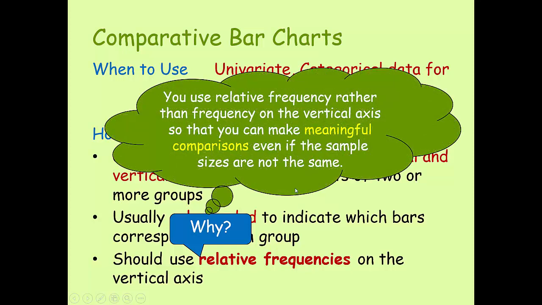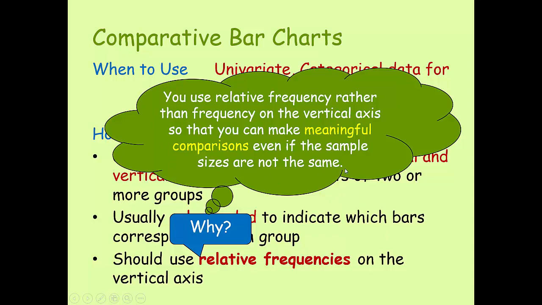Well, in this case, to be able to make meaningful comparisons, because maybe you ask 2 groups. One group you only had a sample of 100 people, and the other group you had a sample of 1,000 people. So your frequency would be way skewed and it wouldn't make sense, so you'd want to look at the actual relative frequencies.